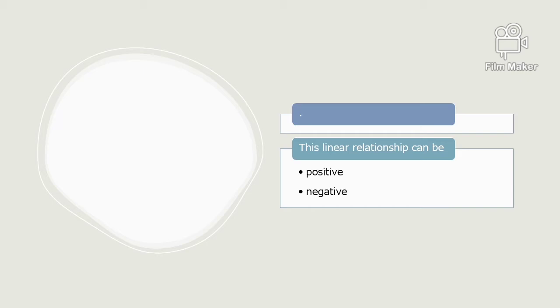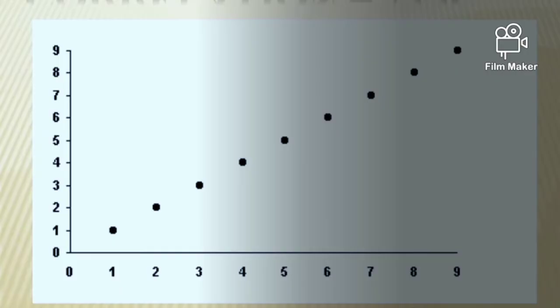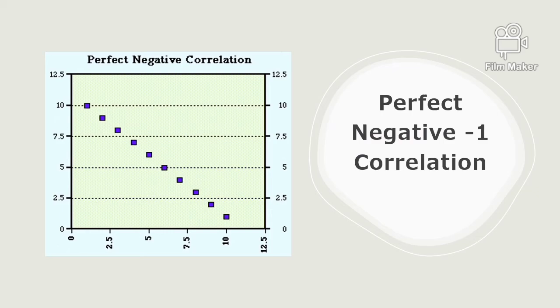So the linear relation can be either positive or negative. This is what you call the Pearson correlation coefficient. Sometimes it is computed by a calculator. This is what you call the perfect positive value of correlation, and the other one is perfect negative correlation.